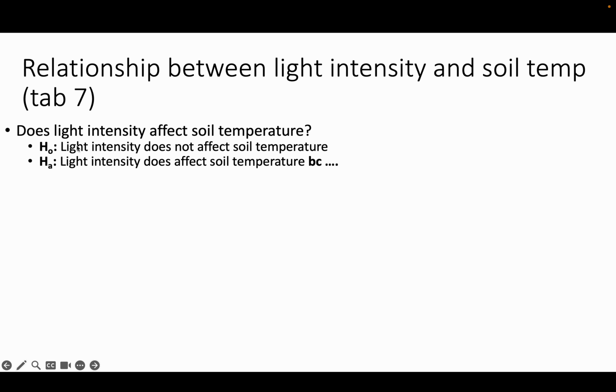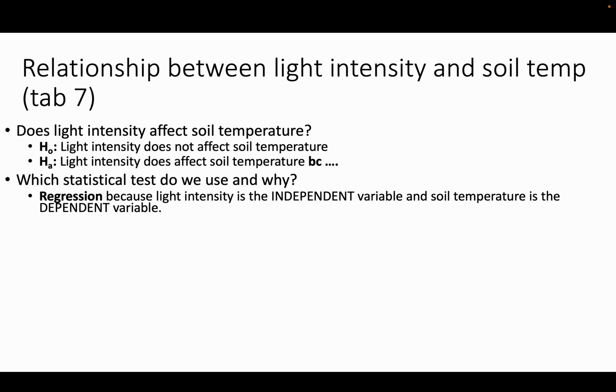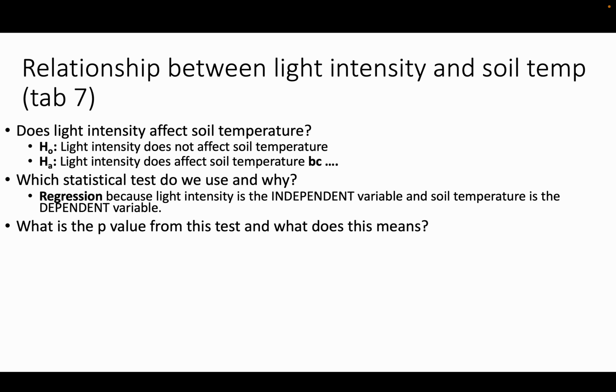And then remember, your null hypothesis is the one that tests for no difference. So here, light intensity does not affect soil temperature. You would perform a regression test. The reason why is because light intensity is the independent variable and soil temperature is the dependent variable. In this example, we want to see if light intensity causes soil temperature to change. We're not looking at whether there's a positive or negative correlation here. Here we have an independent variable being light intensity and a dependent variable being soil temperature, so we're going to perform a regression. You will also get a p-value from the regression test as well.